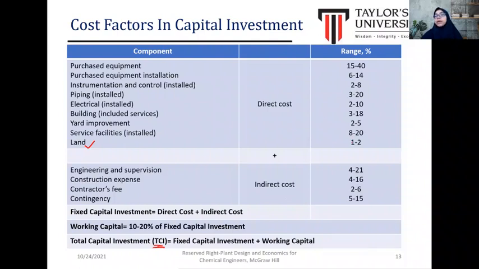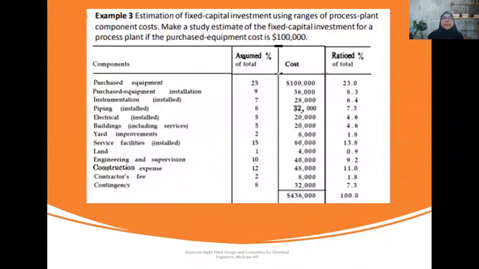So basically, in estimating the fixed capital investment, we can use this range to proceed. Okay, example: estimation of the fixed capital investment using range of process plant component cost. Make a study estimate of the fixed capital investment for a process plant if the purchase equipment cost. Okay, so the purchase equipment is 100,000 USD.